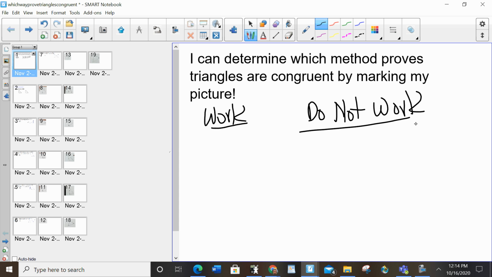So basically, there are different combinations of 3 S's and A's, 3 sides and angles. SSS works. So if you have 3 pairs of sides congruent, that works. SAS works. We'll talk about what that means shortly. ASA works. AAS works. What does not work is SSA.